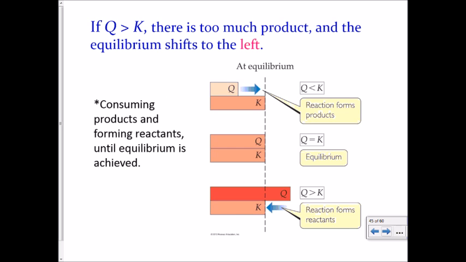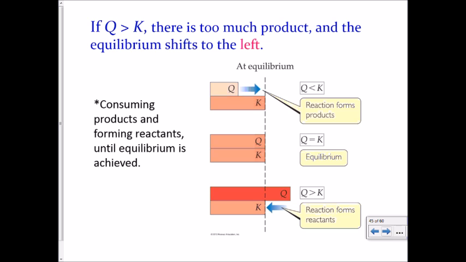So if Q is greater than K, there's too much product, and so equilibrium shifts to the left to make reactants. If you would state possibly in your free response, Q is greater than K, there is more product, therefore the reaction will proceed towards the reactants to reestablish equilibrium, something like that. Consuming products, forming reactants until equilibrium is achieved. That's another good formal free response way to say that.